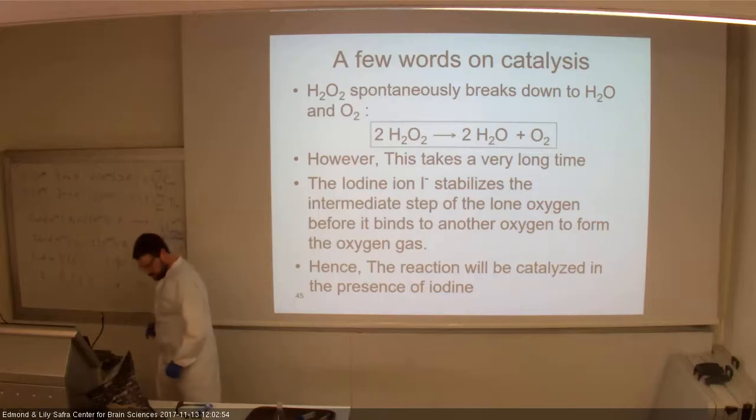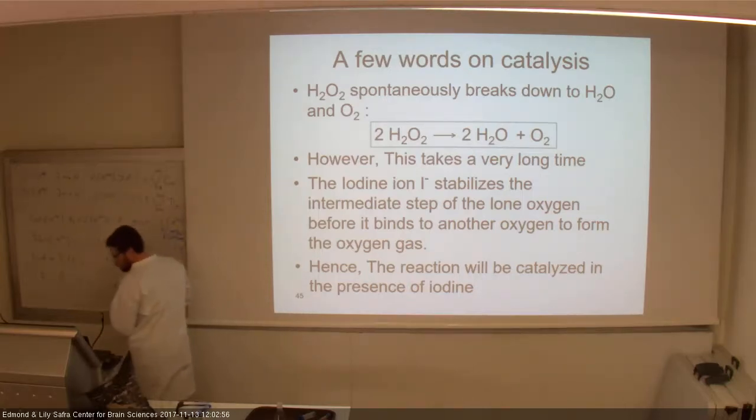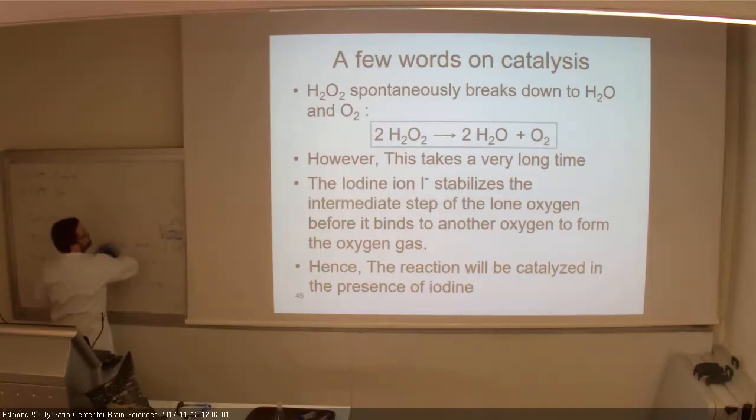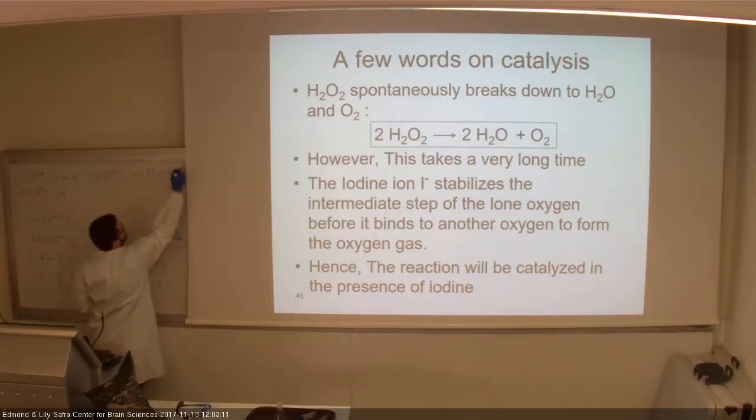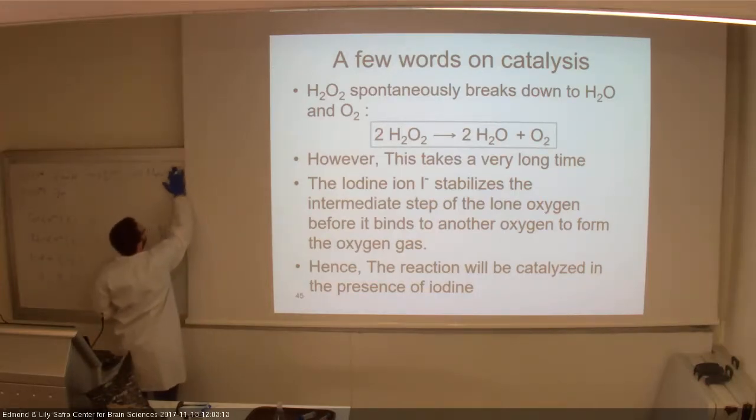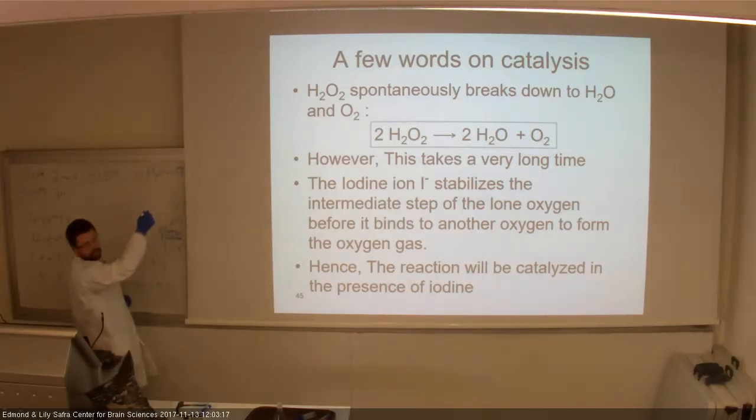I'm going to write it down. So this reaction, we said 2H2O2 converts to 2H2O plus one oxygen, and this is the form that oxygen is in the gas form. Okay? So the oxygen that we breathe in the air is O2. It's actually two oxygen atoms that are linked to one another.